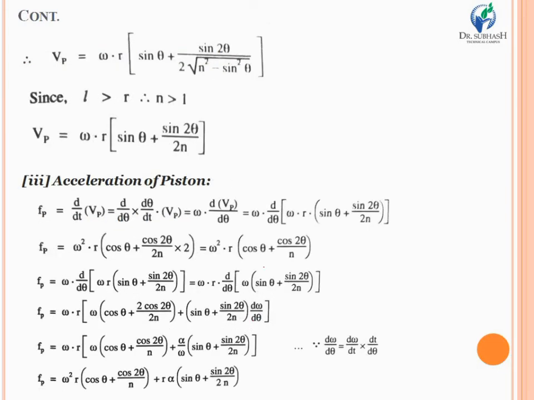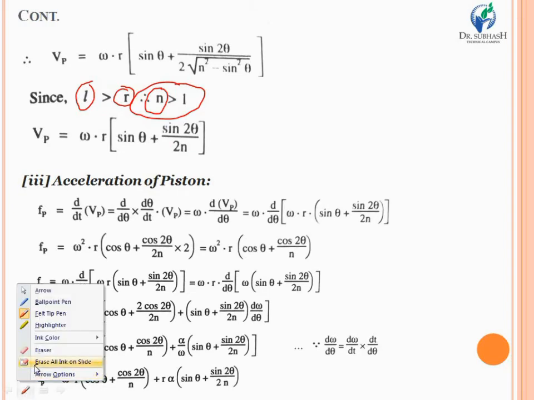And after differentiating, you get the final relation for Vp, which is equal to omega into r times (sin theta plus sin 2 theta upon 2 under root n square minus sin square theta). But we know that the length of the connecting rod is more than the radius of the crank, so of course L by r, or we can say the obliquity ratio n, is always greater than 1. So ultimately your equation becomes Vp, that means the velocity of the piston, is equal to omega into r times (sin theta plus sin 2 theta upon 2n). So this is the equation for the determination of the velocity of the piston.